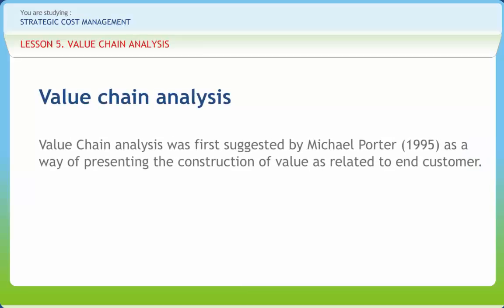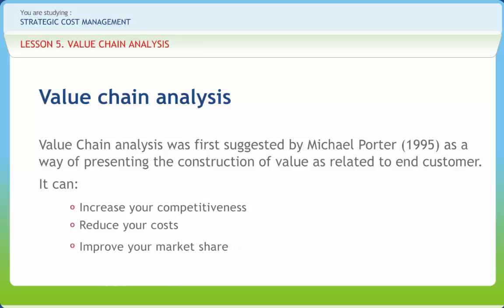Value chain analysis was first suggested by Michael Porter in 1995 as a way of presenting the construction of value as related to end customer. Value chain analysis is a process for understanding the systematic factors and conditions under which a value chain and its firms can achieve higher levels of performance. It can increase your competitiveness, reduce your cost, and improve your market share. Value chain analysis can help an institution determine which type of competitive advantage to pursue and how to pursue it.